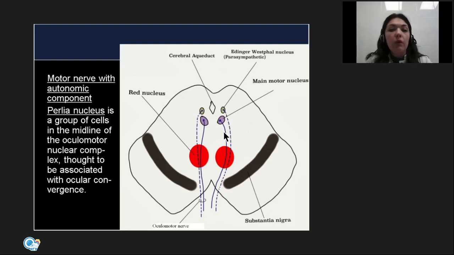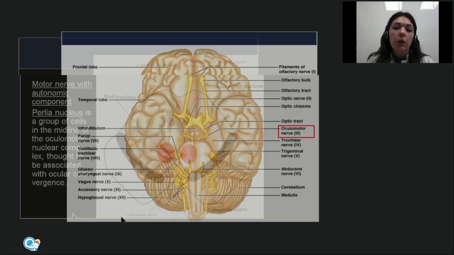Yes, and the parasympathetic nucleus. It is the Edinger-Westphal nucleus, or Yakubovich nucleus, as it is also named, and as I have already told you, it is responsible for the contraction of intrinsic muscles of an eyeball, which are the ciliary muscle and the sphincter pupillae muscle.